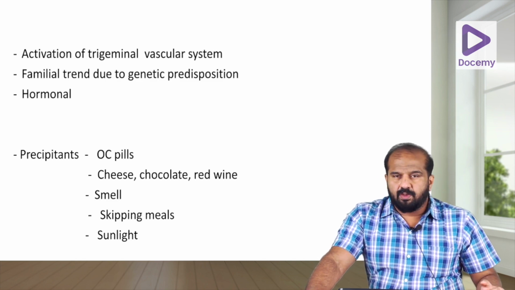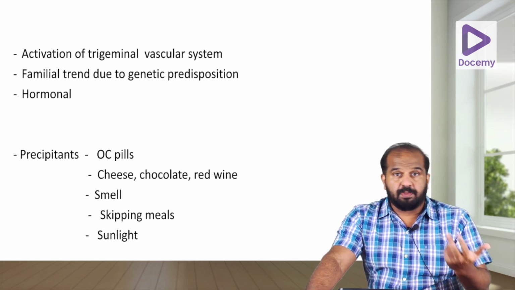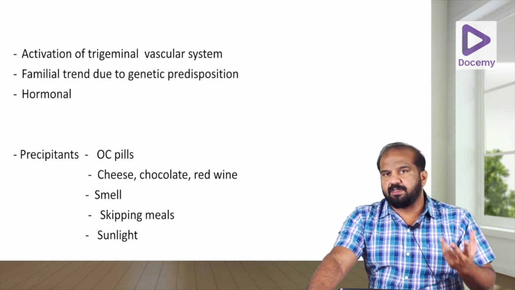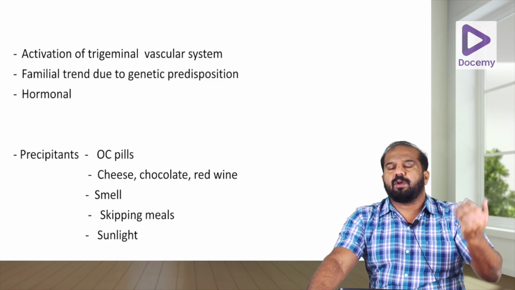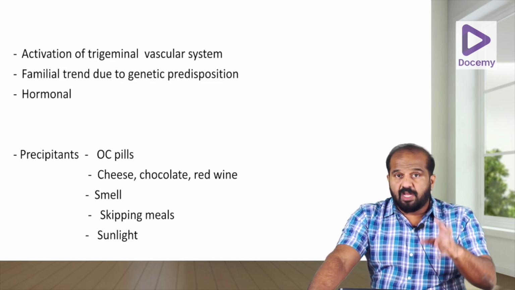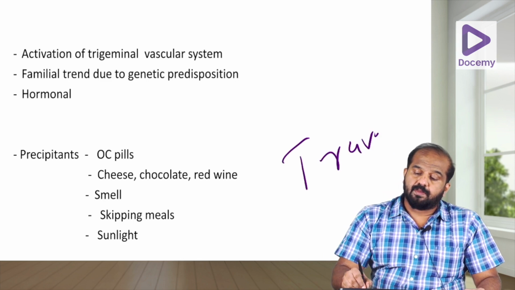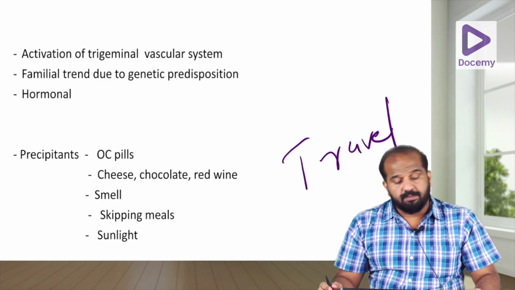Some smell, a peculiar smell, may be associated with perfume, turpentine, paint, etc. Skipping meals, that is a precipitating factor. If the lunch is skipped or prolonged, it may precipitate migraine. Sunlight, and I will ask also about travel. Okay, long travels can also precipitate migraine.